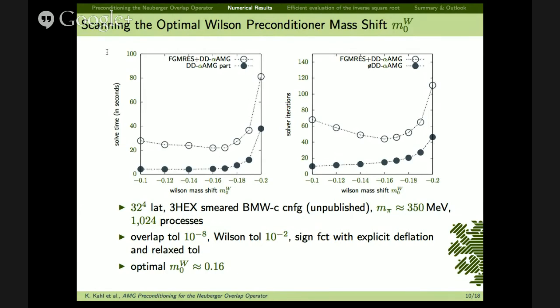Wait a second. I'm not completely sure. Did I? Well, I know what you mean. I'm not completely sure, though, if that's the case. In a sense, it is. Sure. We did this with the smallest eigenvalue of the Neuberger operator. We can look at the results and see.